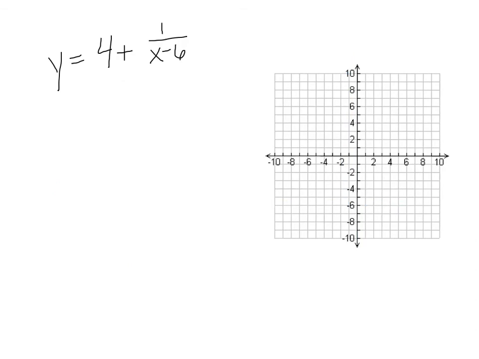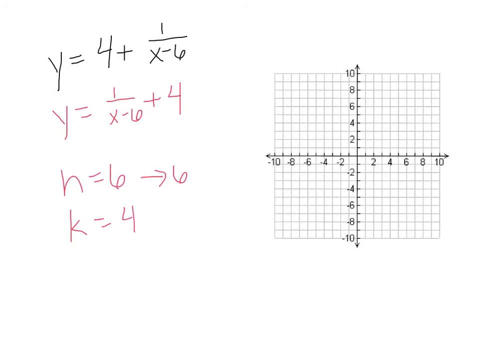This is secretly exactly the same as the other ones that we did. It just flip-flopped where the k was. If you don't like seeing it like this, you can rewrite it as y equals 1 over x minus 6 plus 4. As long as you keep the signs the same, then you're good. Again, we can see that h is 6, so I'm going to go to the right 6. And k is 4, so I'm going to go up 4. In this case, a is just 1, and so I don't have to worry about any patterns or stretching, nor do I have to worry about reflecting.